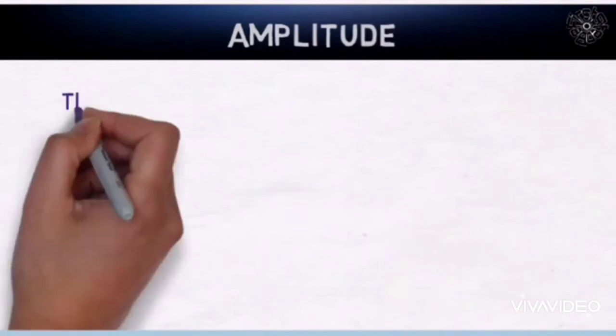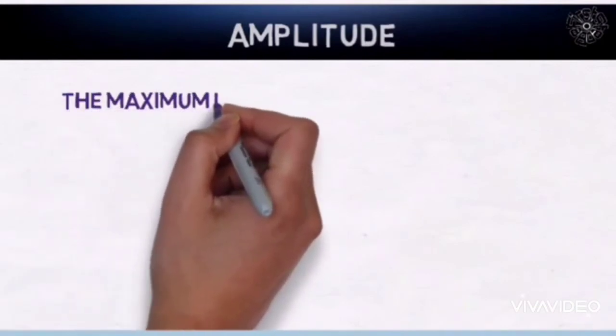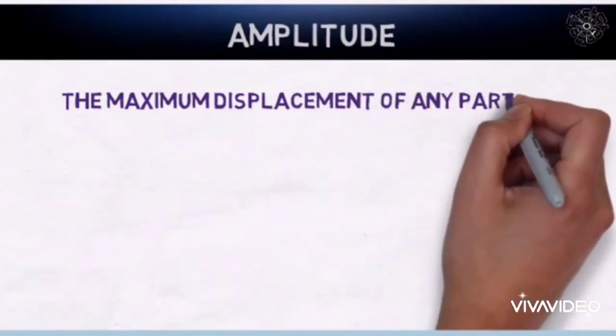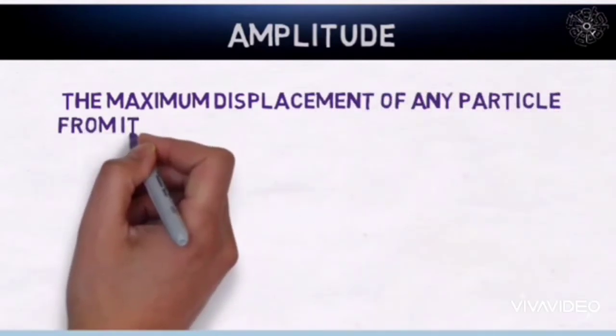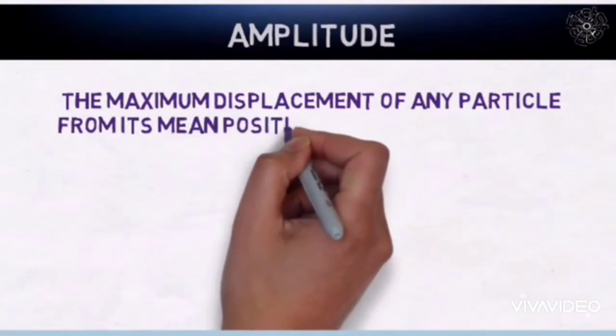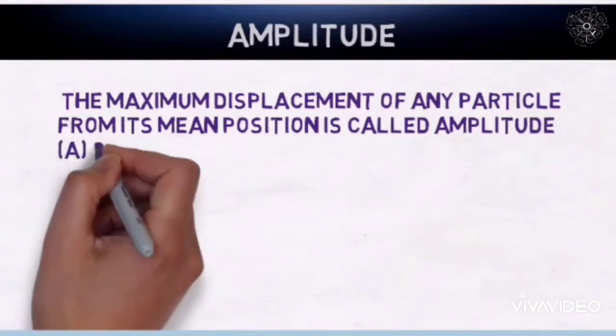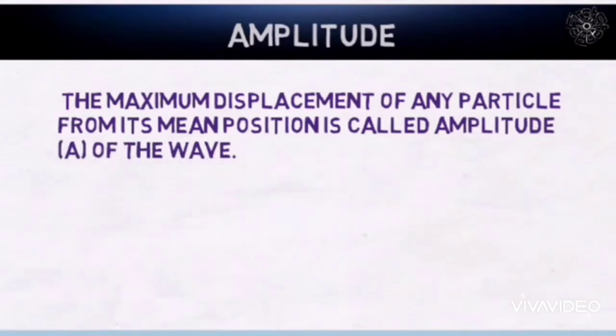Clear? Now let's understand our second term, the amplitude. What do we mean by amplitude? The maximum displacement of any particle from its mean position is called the amplitude of the wave.